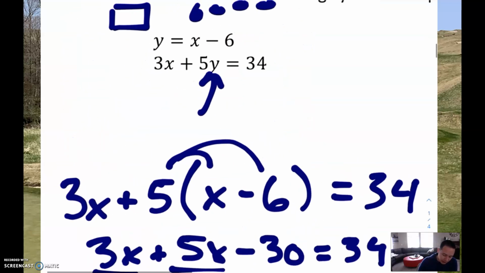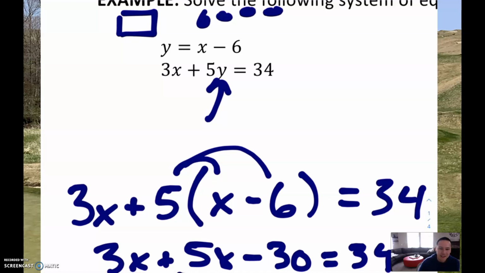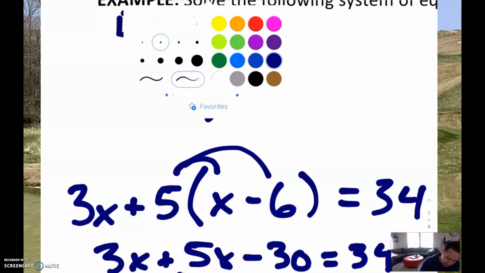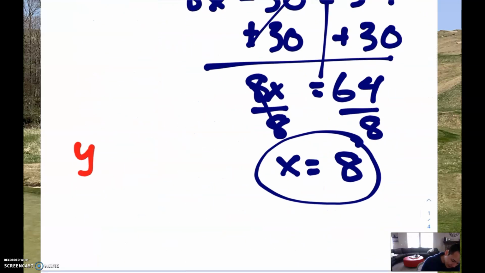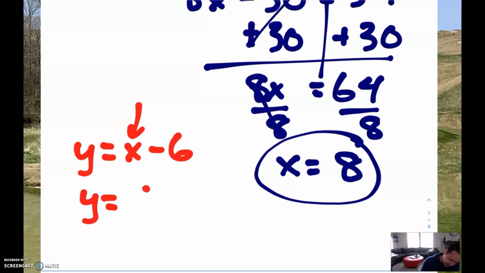So now let's look at which one do you think would be easier to solve for y. Would you pick the top one or the bottom one? I think the top one looks way easier. So let's use the top one. We're going to have y equals x minus 6. I'll just rewrite it here. y is equal to x minus 6. But now we know what x is equal to. We can replace x with 8.